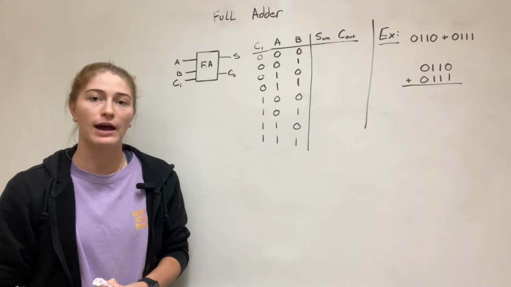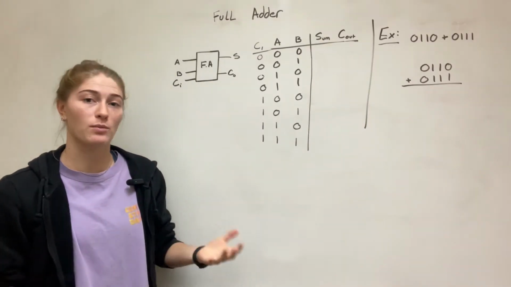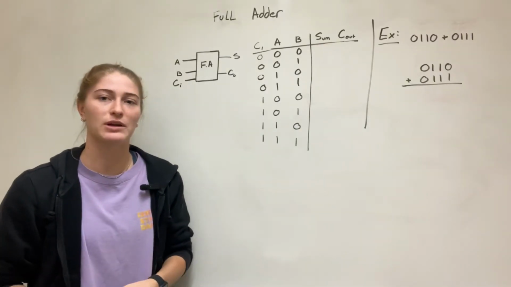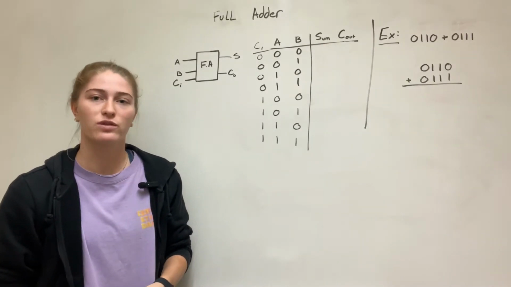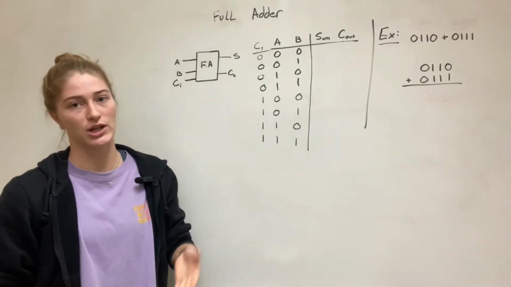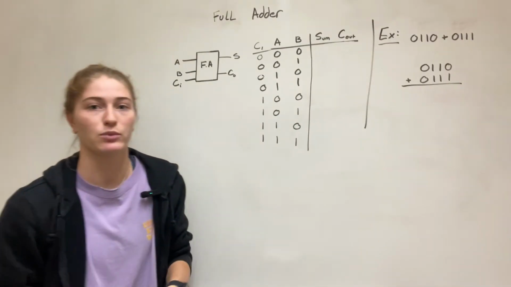Now if you watched our half bit adder video, you remember that there's no carry in bit for a half bit adder. What makes a full bit adder different is that there is a carry in bit. This means that you're able to do addition with multiple digit binary numbers by using a full adder for each digit. So before we get to our truth table and the circuit, let's take a look at this example.